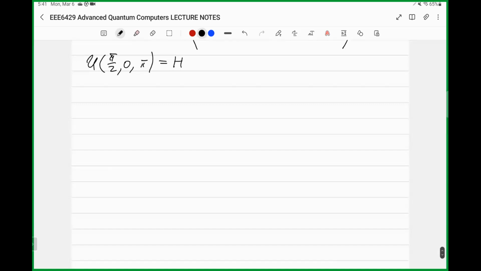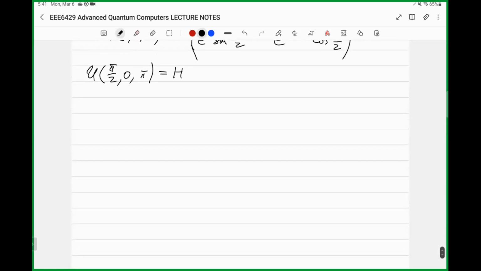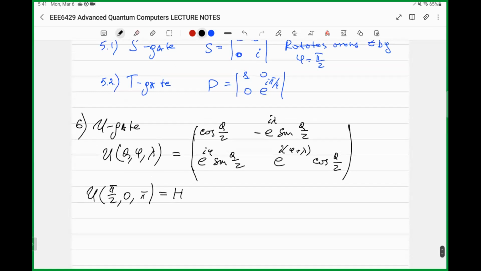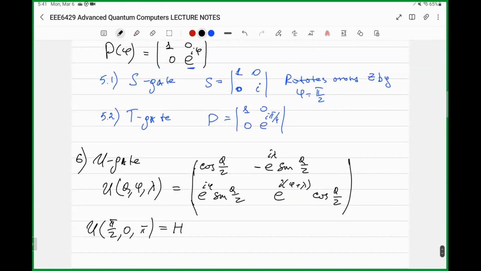Dr. Alex, I have a question. Yes. All the phase gates that you told about, the S, T, and phase gates, they're only changing the phase of state 1, right? Means they're not changing the phase of state 0. Yes. Okay.